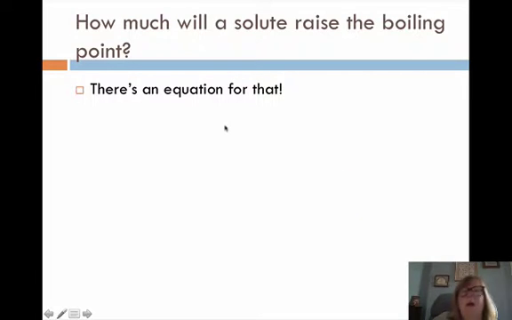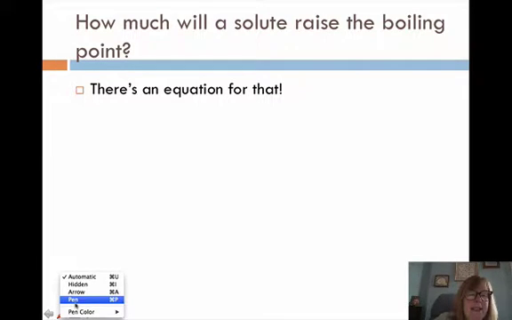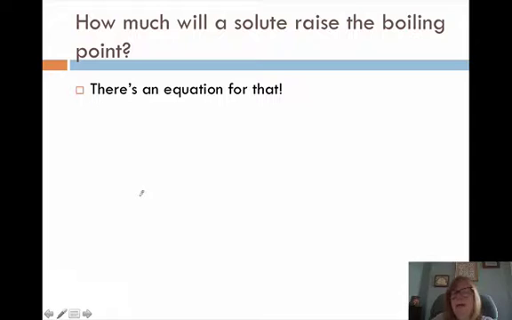Alrighty, so how much? Let's talk about it quantitatively. How much will a solute raise the boiling point? Well, as you well know, there's an equation for that because, well, it's chemistry. And this equation is given to you. You do not have to have it memorized. It looks like this. The change in the temperature of boiling, so how much the boiling point goes up, is equal to i, Kb, little m. All right. We need to define all of this.